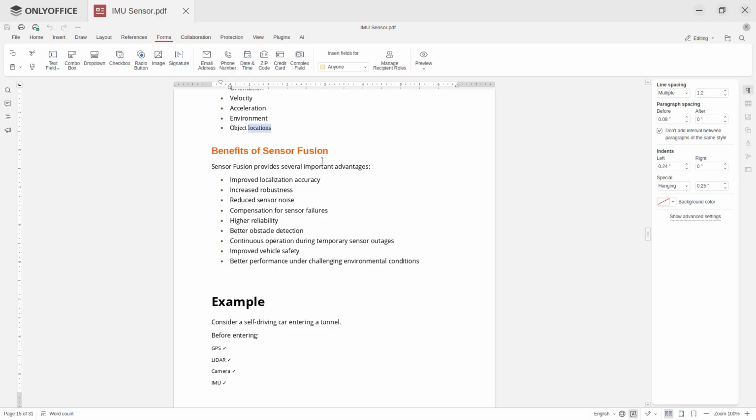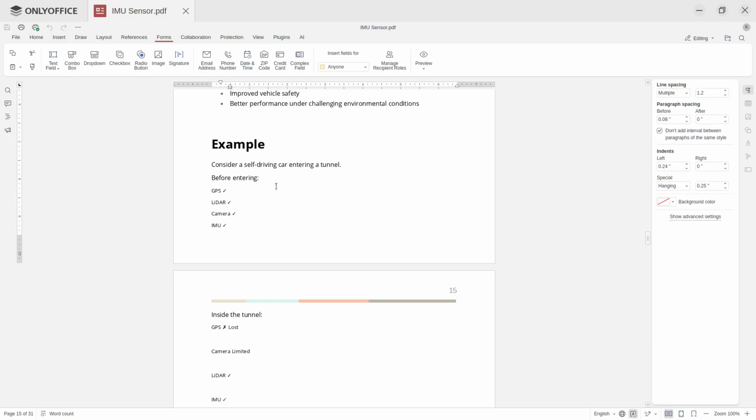Next, what are the benefits of sensor fusion? Sensor fusion provides several important advantages, like improved localization accuracy, increased robustness, reduced sensor noise, compensation for sensor failures, high reliability, better obstacle detection, continuous operation during temporary sensor outages, improved vehicle safety, and better performance under challenging environmental conditions.